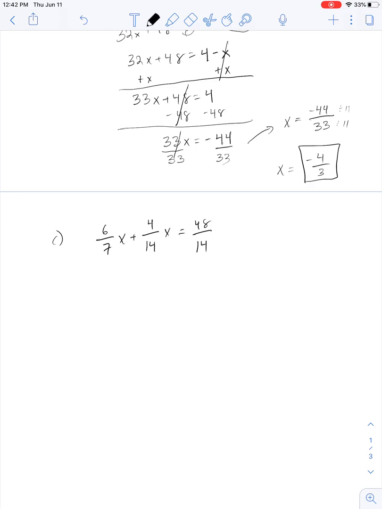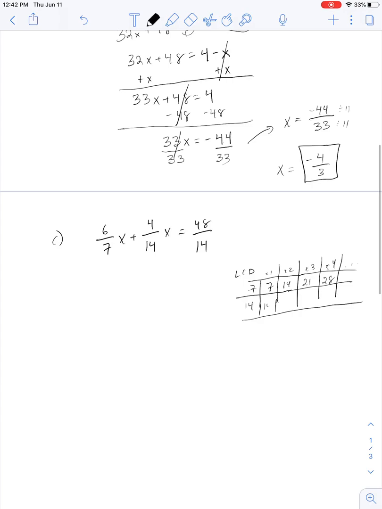We can first find our LCD, right? And don't forget how to do that. I think students sometimes forget how to do that. You can multiply by 1, multiply by 2, multiply by 3, multiply by 4, and you keep going until you find a number that they have in common. So 7 times 1 is 7, 7 times 2 is 14, 7 times 3 is 21, 7 times 4 is 28.